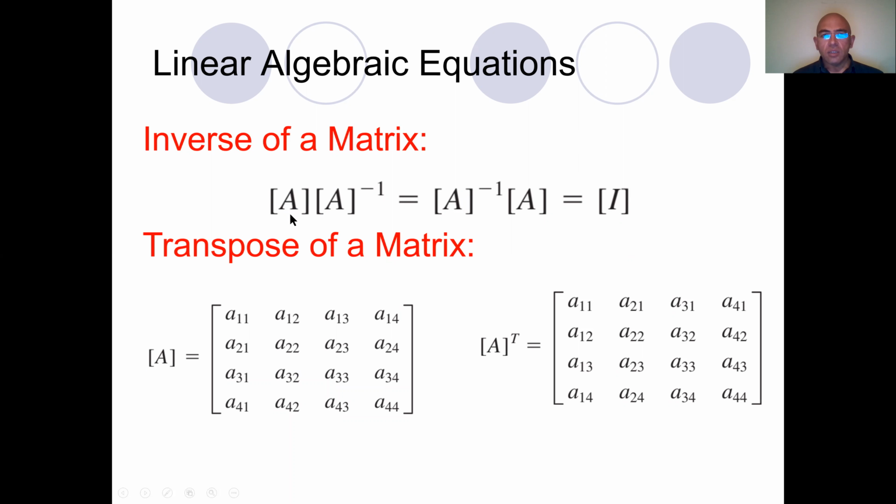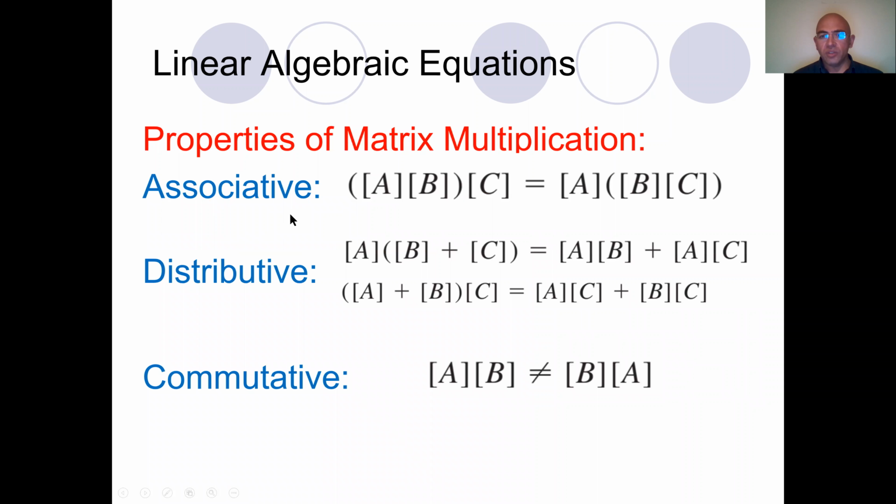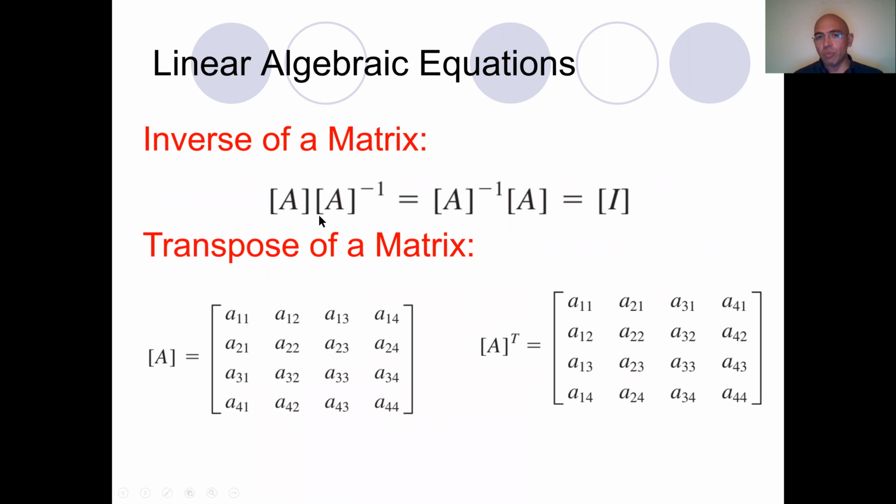Certainly, it is commutative. You can change the places. So A multiplied by A inverse is equal to the inverse of the matrix multiplied by the matrix A. As a result, you obtain the identity matrix.